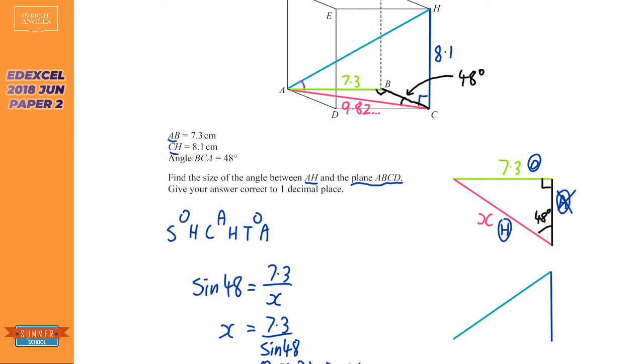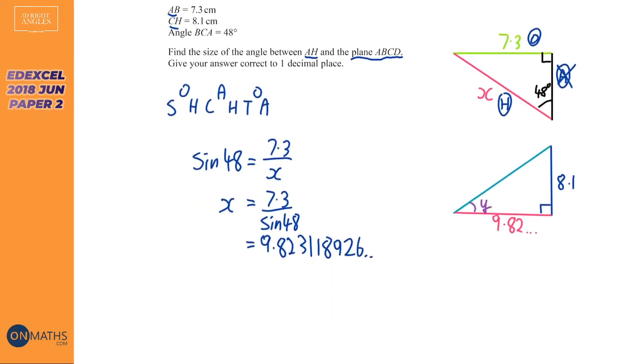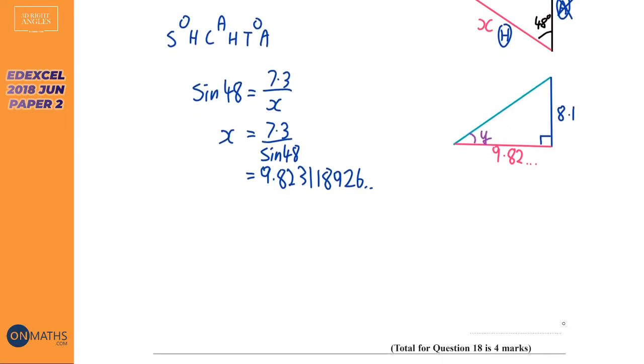And I'm using the same colours just to kind of show you which one it is that we're drawing. Okay, so the height is 8.1. We now know this length here is 9.82, blah, blah, blah. And I've kept it in my calculator. And we're looking for this angle here. This angle I'm just going to call Y, just to help with the working out.